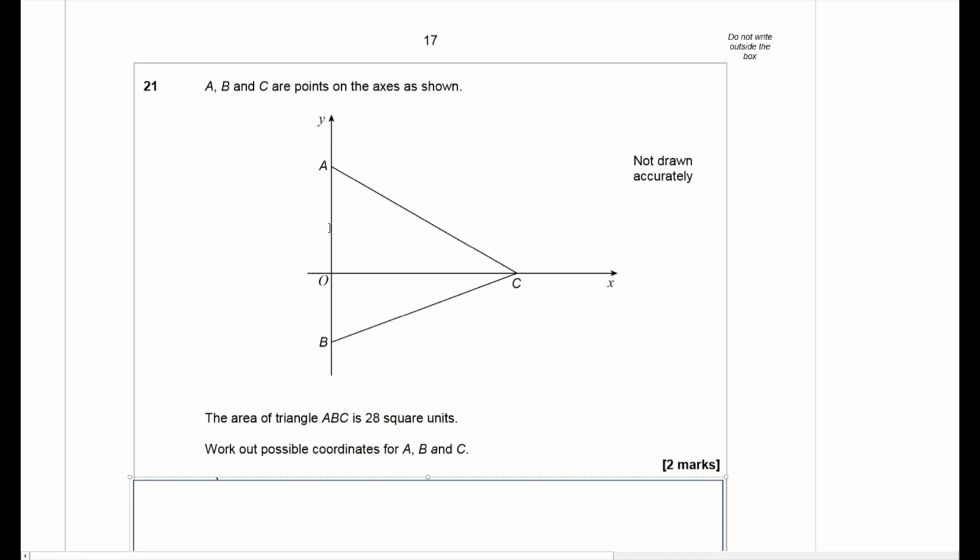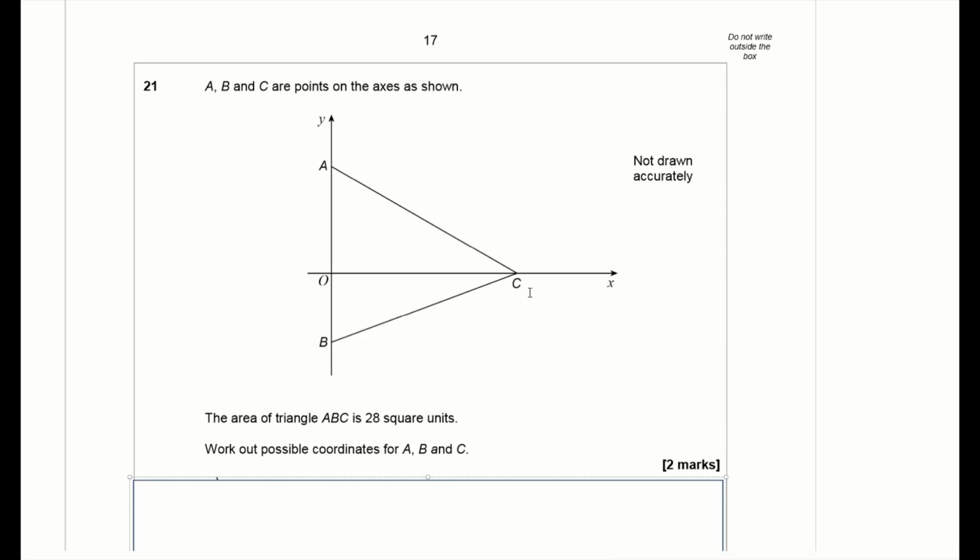The only rules that you've actually got to adhere to is that A and B are on the y-axis, and that A would have to have a positive y value and B a negative y value, and that C is on the x-axis and would have to have a positive x value. But apart from that, because they can go absolutely anywhere along these axes, there are infinite solutions to this problem. So as long as you've satisfied some fundamentals, i.e. the properties just mentioned about A, B and C, and that the triangle itself, when you calculate its area, is 28, then you will have a correct solution.